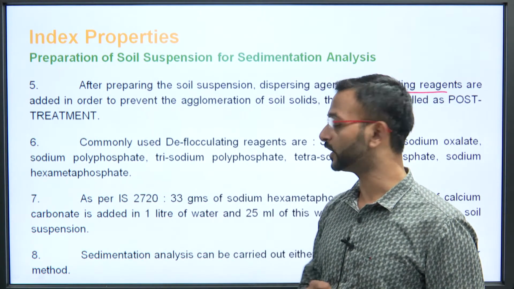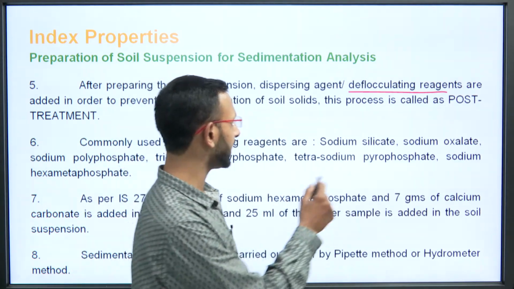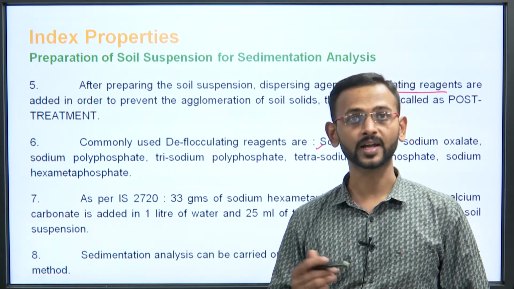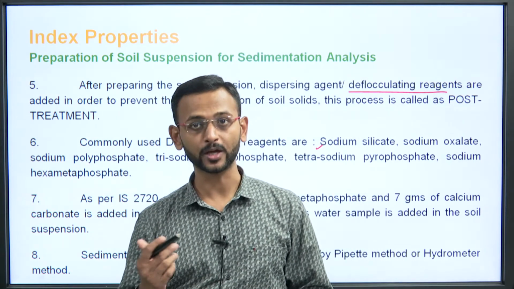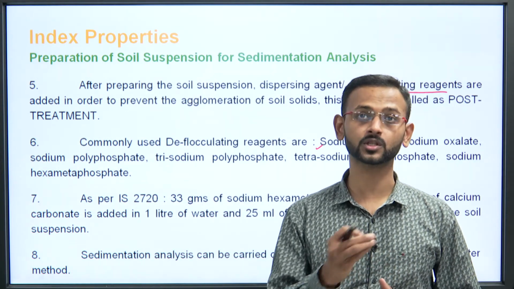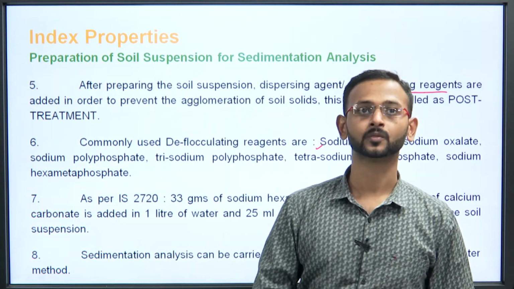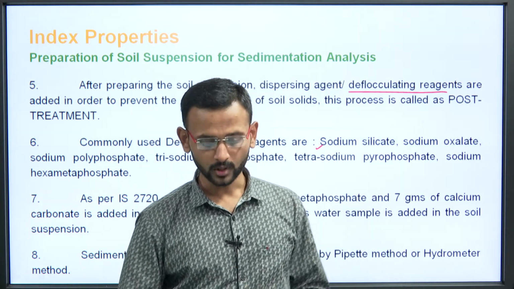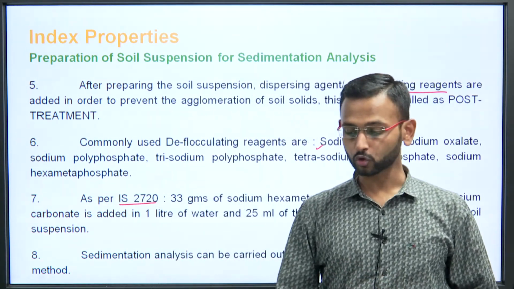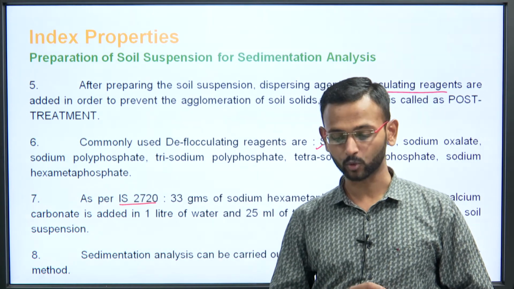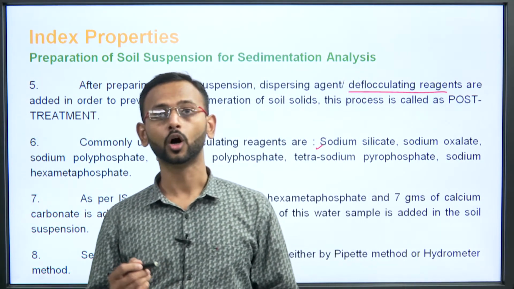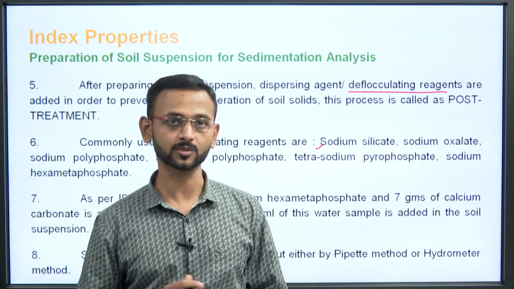So, what are the commonly used deflocculating reagents? Those are sodium silicate, very first thing, sodium oxalate, then sodium polyphosphate, trisodium polyphosphate, tetrasodium pyrophosphate, sodium hexametaphosphate, that we have already used in the sieve analysis when we washed the soil fraction. Now, as per IS 2720 in a standard code, 33 grams of sodium hexametaphosphate and 7 grams of calcium carbonate is added in 1 liter of water. And 25 ml of this is added in the soil suspension.